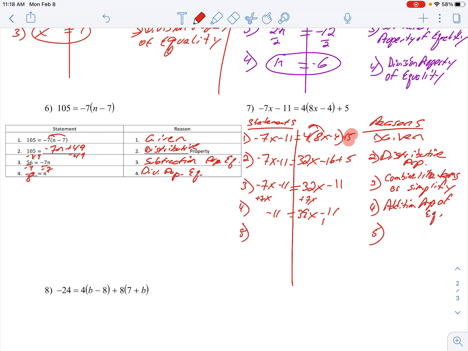Because now I'm going to go ahead and add 11 to both sides. Negative 11 plus 11 is 0. 39x drops on down. And that was, again, the addition property of equality right there. I added 11. And finally, I got to get one more step here. I got to divide both sides by 39. 0 divided by anything is 0. And that is the division property I use right there by dividing by 39. All right.